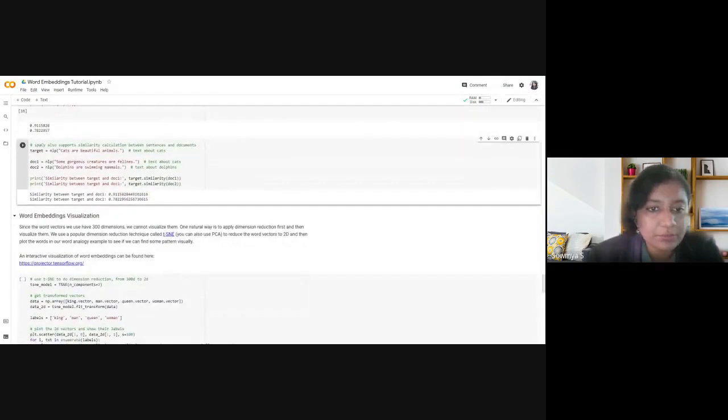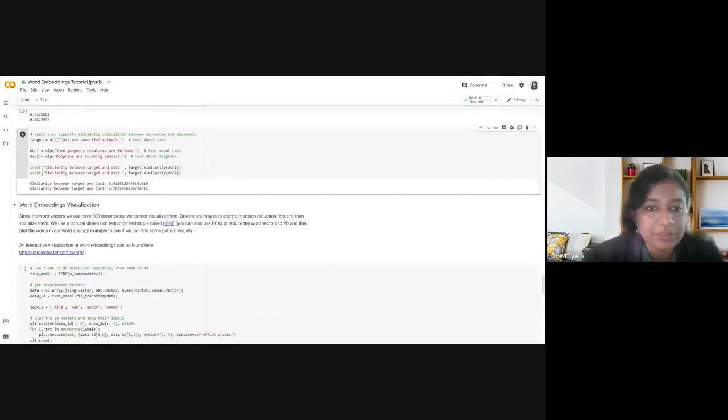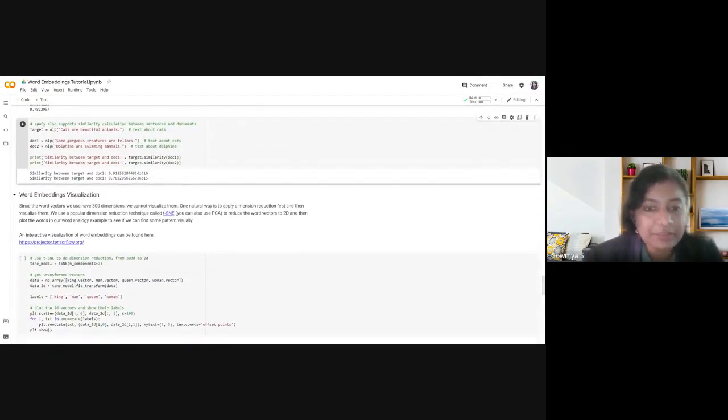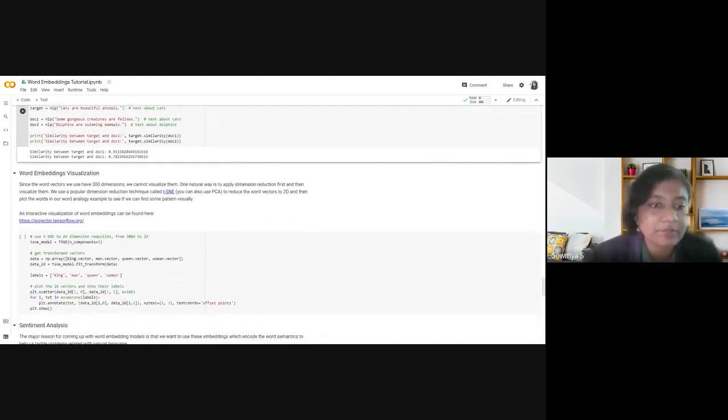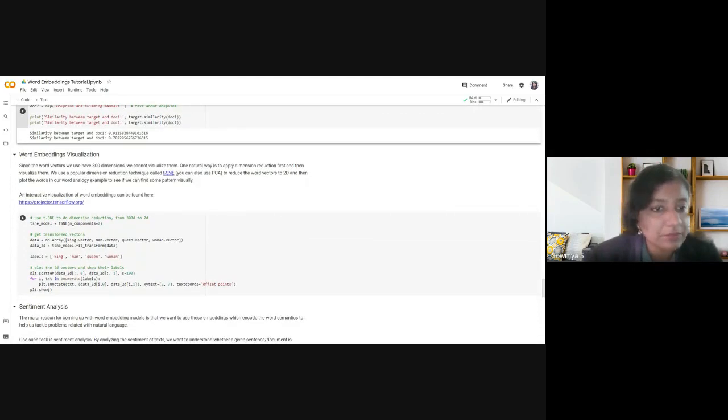Now we come to visualization, and we are using t-SNE. I've added a link to t-SNE in the reading material. You can go through that. We'll not be covering it in this course. And here what you do is you take the number of components and say king, man, queen, woman, and then you plot it basically.